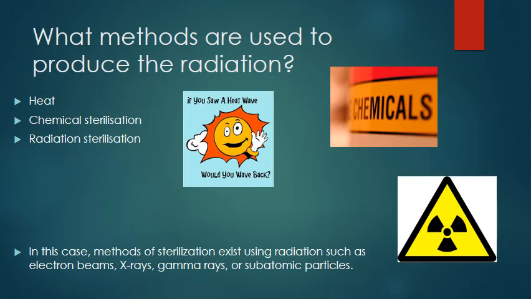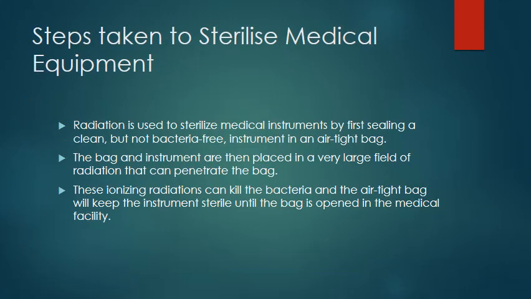is cell death. So what are the methods used to produce the radiation? Heat, chemical sterilization, and radiation sterilization. In this case, methods of sterilization exist using radiation such as electron beams, X-rays, gamma rays, or subatomic particles.